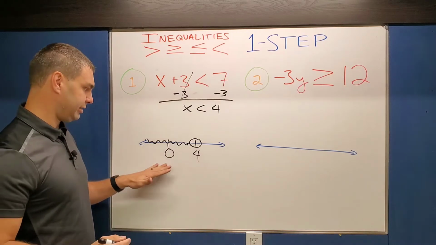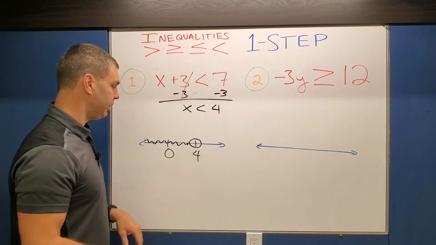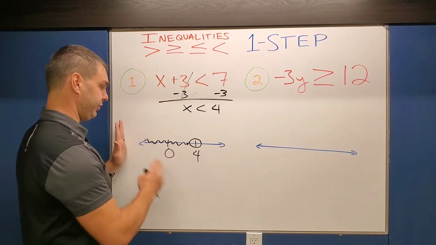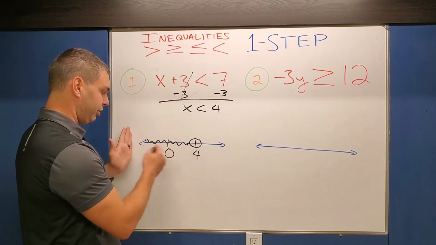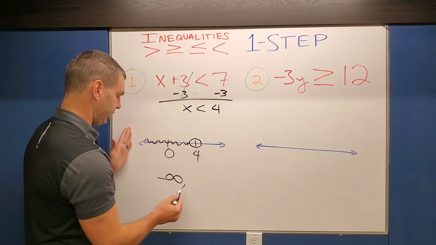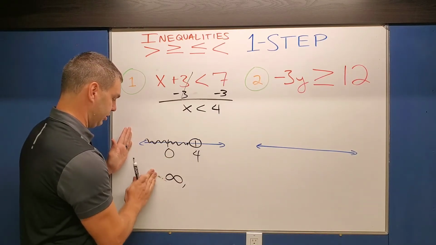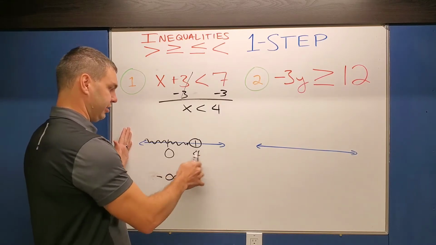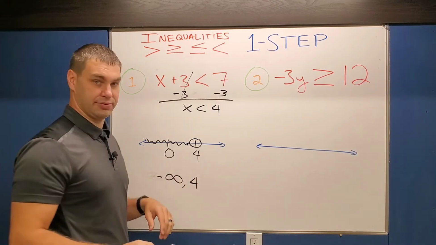Okay, once I've done this, then I need to do my interval notation. And interval notation is just a snapshot of this shading. So we're going to start, like we read a book, left to right. And I start over here at this arrow, which means this goes all the way to negative infinity. And then it's going until it gets to 4.